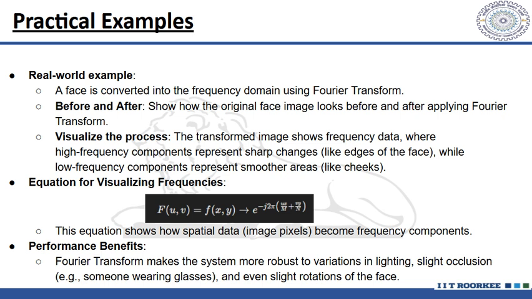Let's look at a practical example. Suppose a surveillance camera captures an image of a face. This image is processed using the Fourier transform, which breaks it down into its frequency components. High frequencies highlight sharp features like the eyes and eyebrows, while low frequencies capture smoother areas like the cheeks. The equation for visualizing frequencies is written here. The system then compares these frequency patterns with those in its database. If the similarity score crosses a set threshold, then the face is recognized.